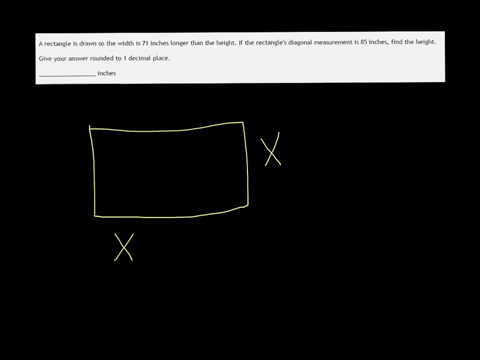Alright, so this is a video on an application for quadratic equations. We have a rectangle, so let's draw a rectangle. Its width is 71 inches longer than its height. So if we call its height x, then the width would be x plus 71. The rectangle's diagonal, which would go like this, is 85 inches. Find the height.